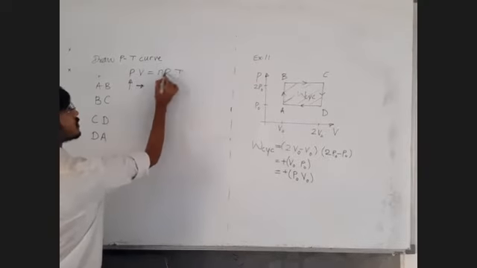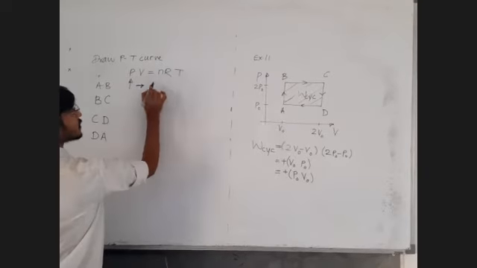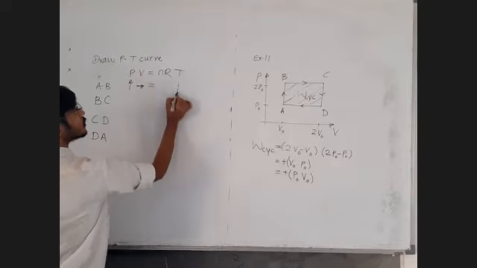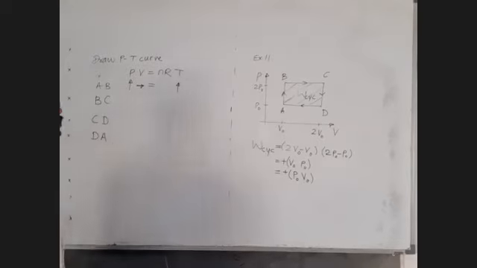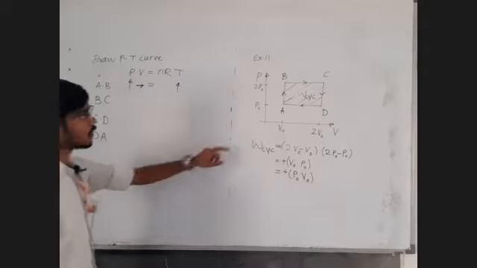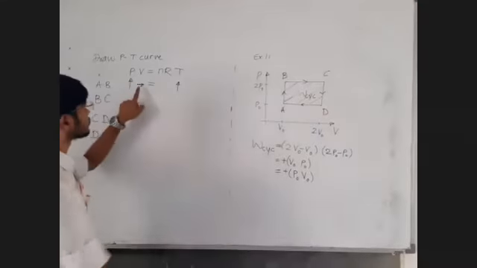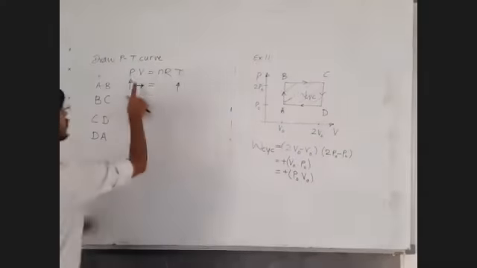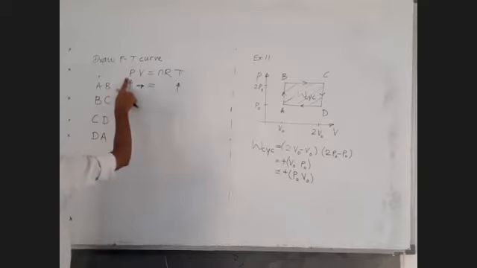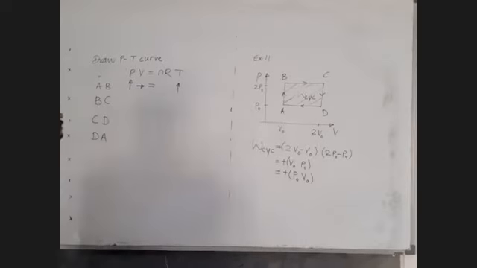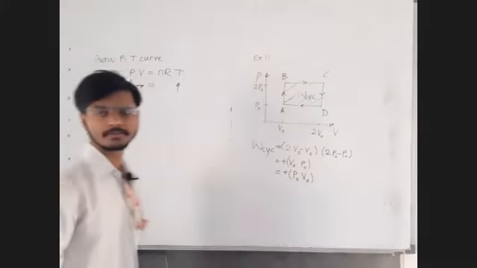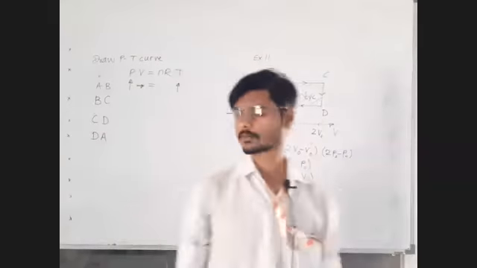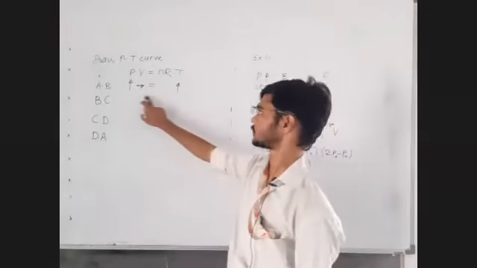The number of moles and R are not going to change. They are going to be constant. So therefore, these are the arrows for the A to B diagram. Try to understand. In A to B, volume is constant and pressure is increasing, so temperature must increase. Is that clear? Is this clear? This method.